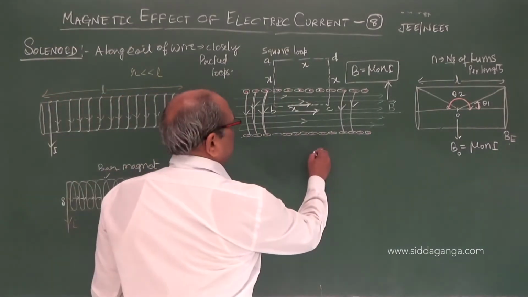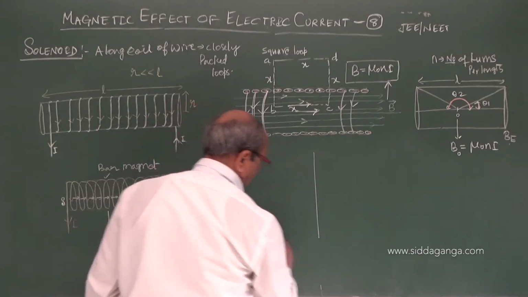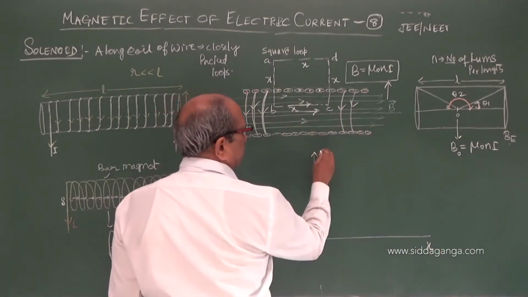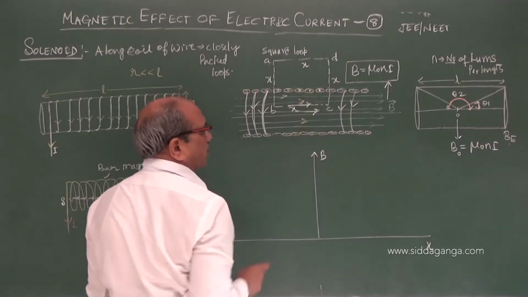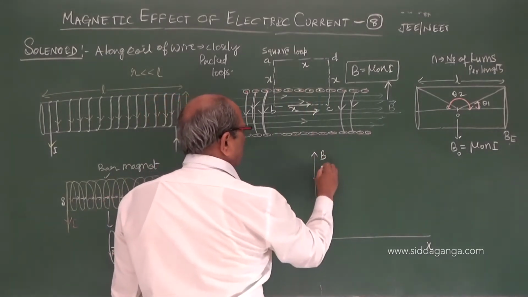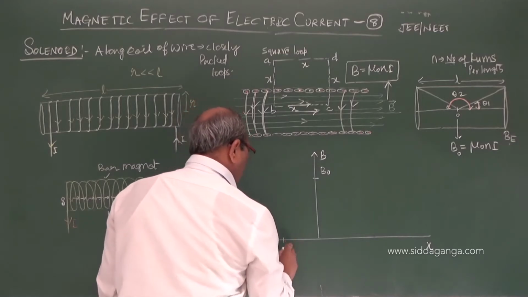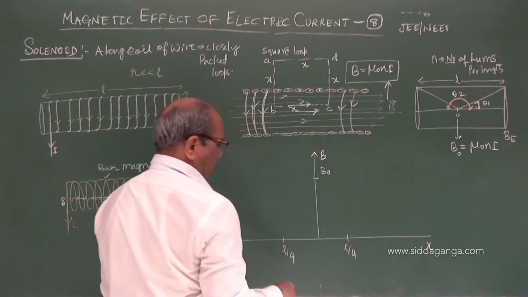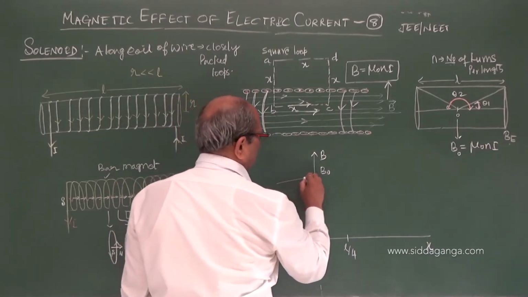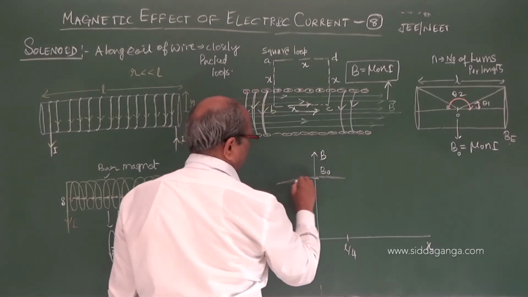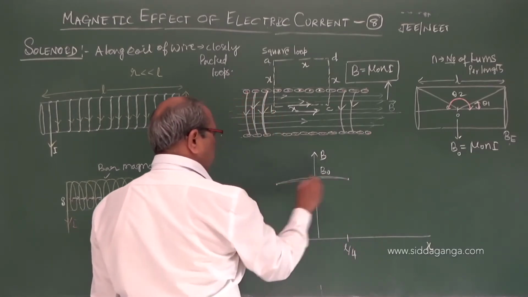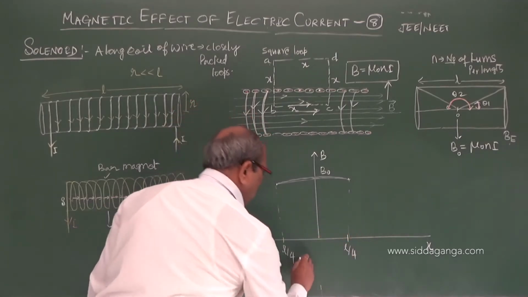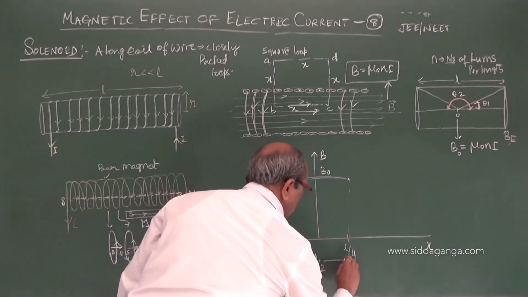So if I show this, the distance x versus the magnetic field through the solenoid. This is the B naught I expect, up to the length of L by 4 on either side. Almost the field is constant. It remains constant up to this value. L by 4 means 50% of the length of the solenoid.